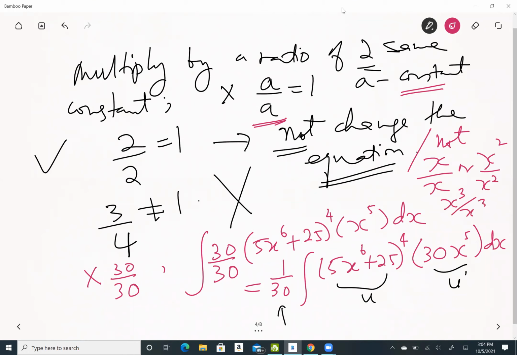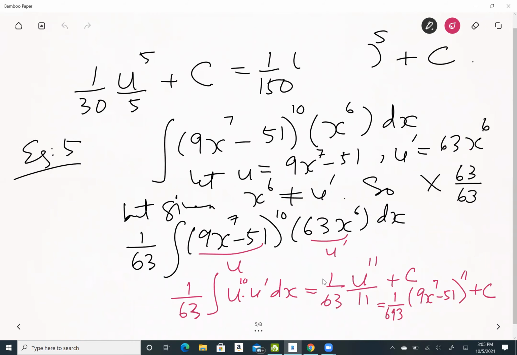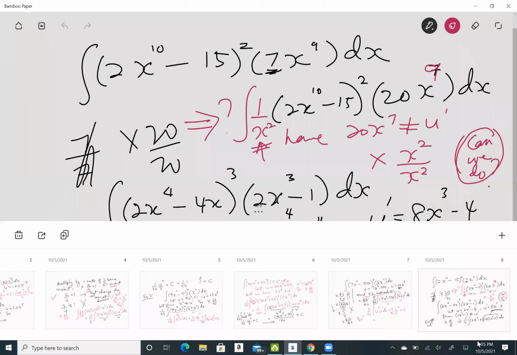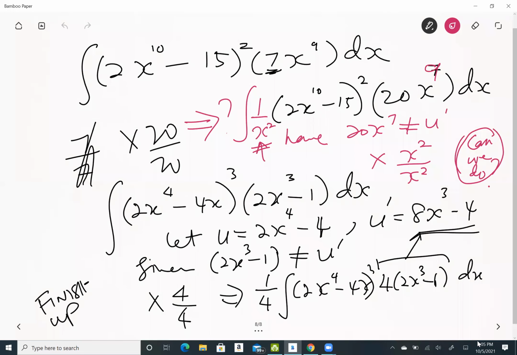Okay, we can only make adjustments as far as the constant goes. Not if the adjustment changes the power of x; that we cannot do. So if you have this kind of question, say you have 20x to the power of 7, we cannot do the adjustment by multiplying by x squared over x squared. So our conclusion is that we can't integrate by the power rule.